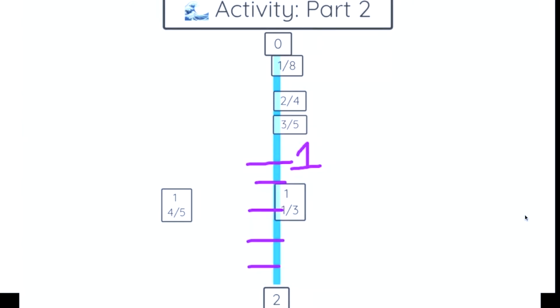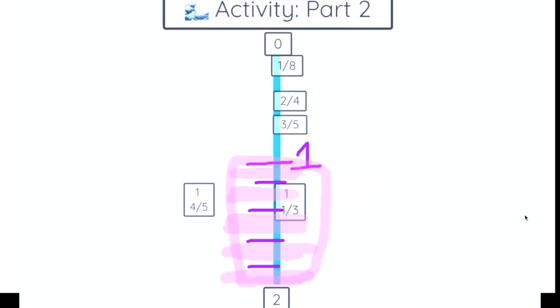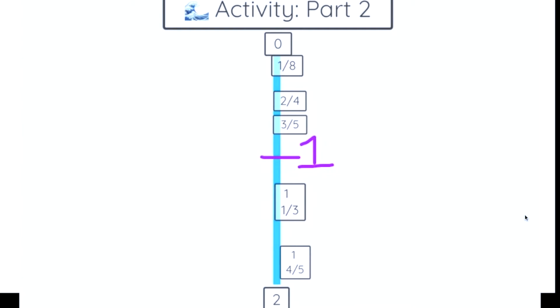Now I use that same strategy for 1 and 4/5. I actually just split that same area between 1 and 2 into 5 parts because our denominator is 5 in this case. And now I can see that I have 1, 2, 3 parts, 4 parts, 5 parts. So I can move 1 and 4/5 to that 4th spot. So as you can see, 1/8 is the smallest of the values that I was given, and 1 and 4/5 is the largest. And what helped me to determine where I place these values on a number line is creating some benchmark fractions to help me understand.